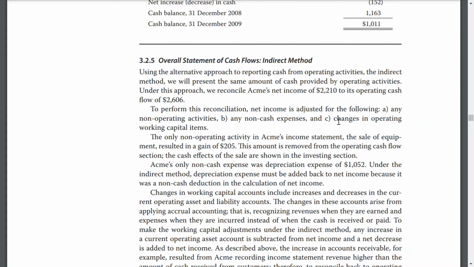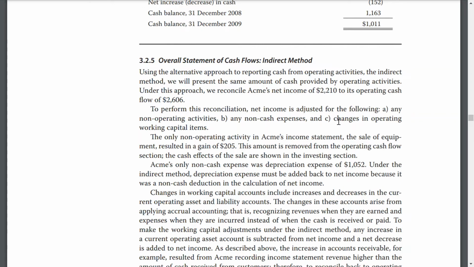The only non-operating activity in Acme's income statement is the sale of equipment. It results in a gain of 205. The amount is removed from the operating cash flow section. The cash effects of the sale are shown in the investing section. Acme's only non-cash expense was depreciation expense of 1,052. Under the indirect method, depreciation expense must be added back to net income because it was a non-cash deduction in the calculation of net income.